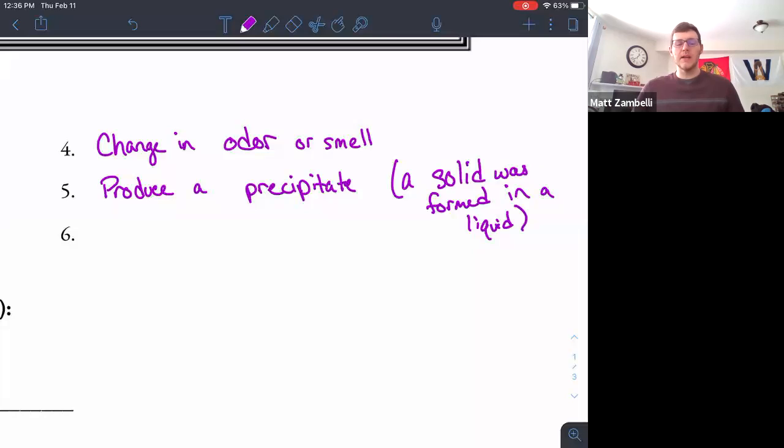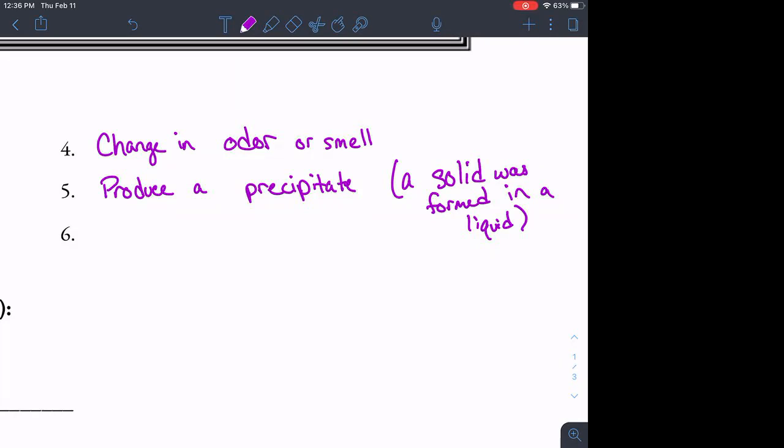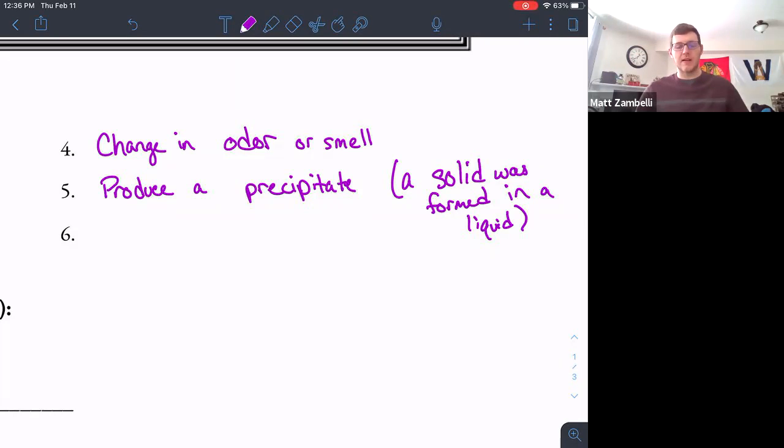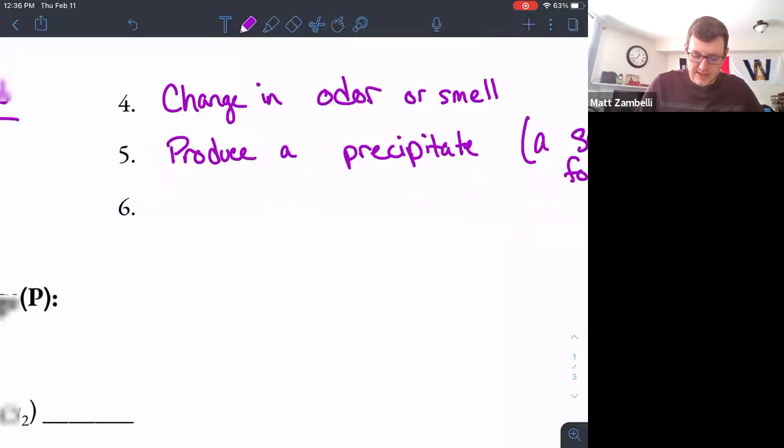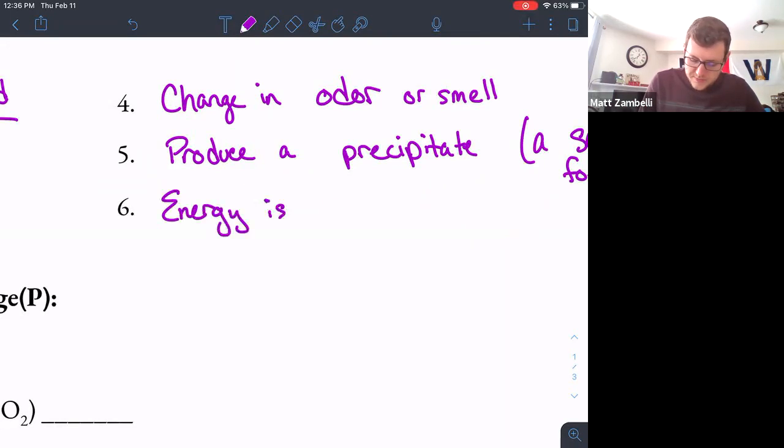The last one, think about fireworks. Besides the color, what else do you see happen? The explosion. Okay, so we're going to narrow it down a little bit. So we're going to say when energy is produced, because energy can mean lots of different things. So energy is produced.